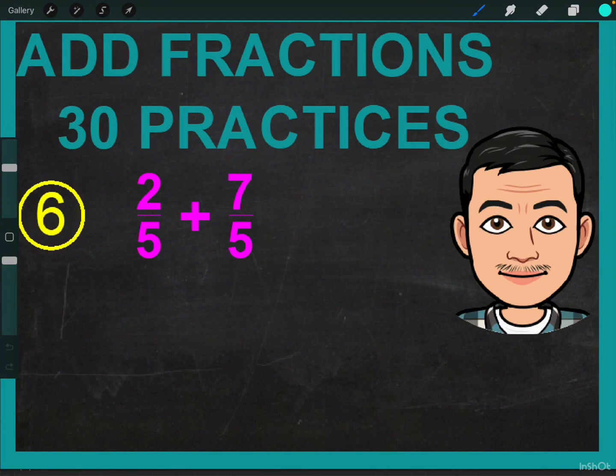Practice number 5 is easy because the two fractions have the same denominator, 5 and 5. So we just simply add the two numerators. So we got 9 over 5 is the answer.